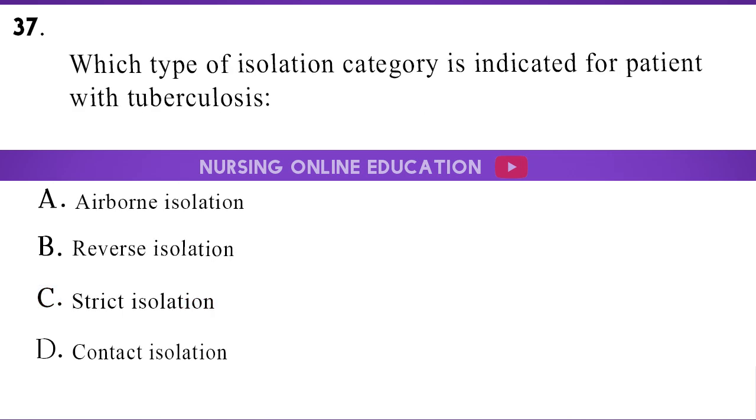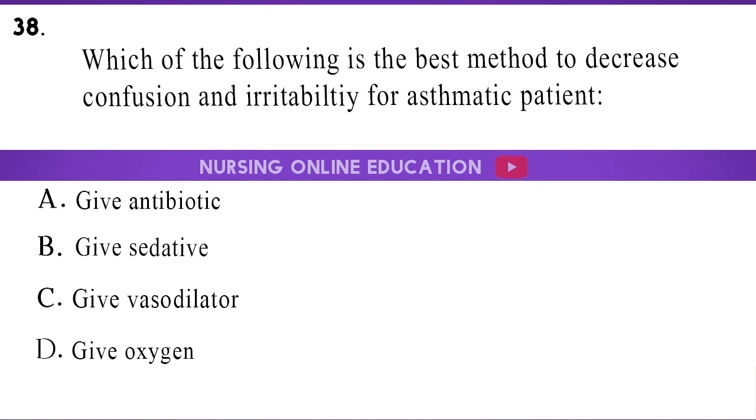37. Which type of isolation category is indicated for a patient with tuberculosis? A. Airborne isolation. C. Reverse isolation. B. Strict isolation. D. Contact isolation. The answer is option A. Airborne isolation.